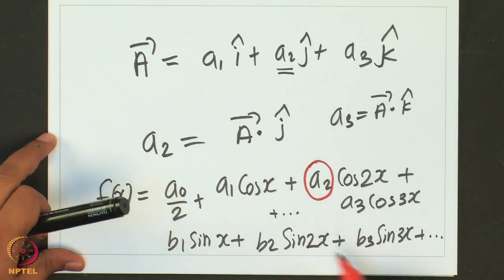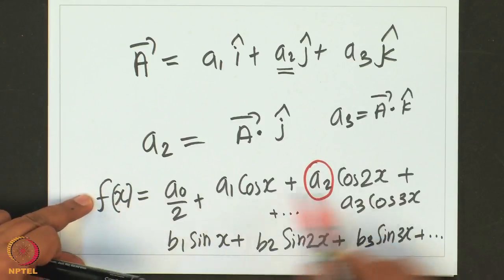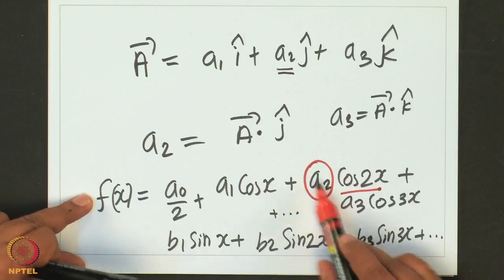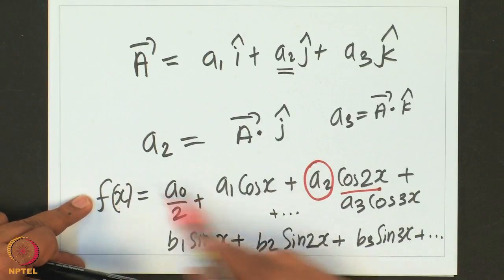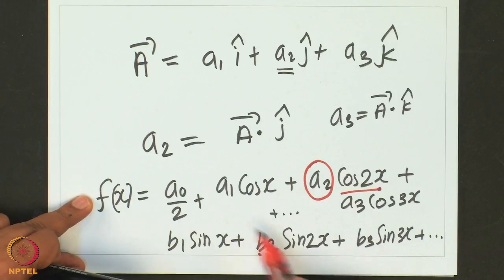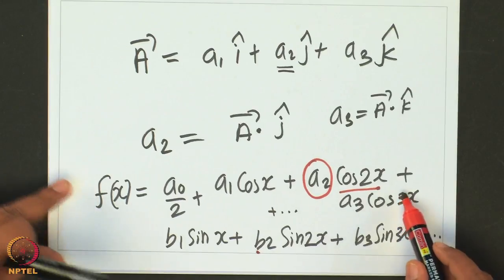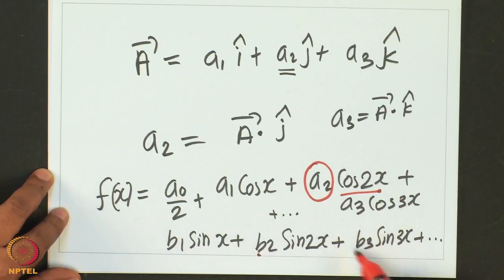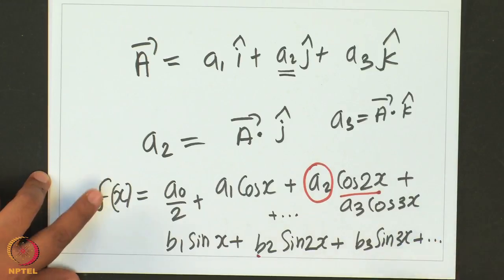Now, if I want to find out this a2, what you have to do is multiply this f of x with cos 2x and integrate. Similarly, if I want to find out b2, I would multiply f of x with sin 2x and integrate. So, if I know f of x and want to find out any of these coefficients, take the corresponding sine or cos, multiply and integrate.